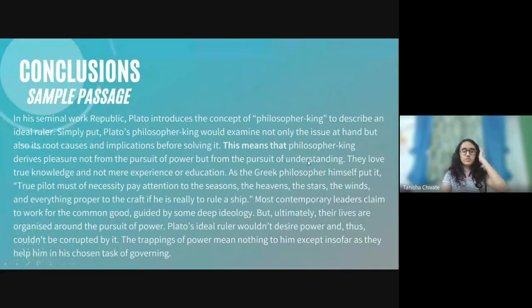Now, this is a passage which, if you go through it, is a little tricky. So I'm going to read it out again. In his seminal work, Republic, Plato introduces the concept of philosopher king to describe an ideal ruler. Simply put, Plato's philosopher king would examine not only the issue at hand, but also its root causes and implications before solving it. This means that the philosopher king derives pleasure not from the pursuit of power, but from the pursuit of understanding. They love true knowledge and not mere experience or education. As the Greek philosopher himself puts it, a true pilot must of necessity pay attention to the seasons, the heavens, the stars, the winds, and everything proper to the craft if he is really to rule a ship.